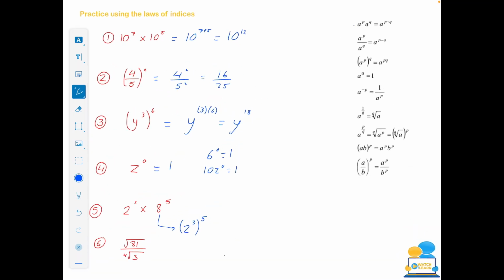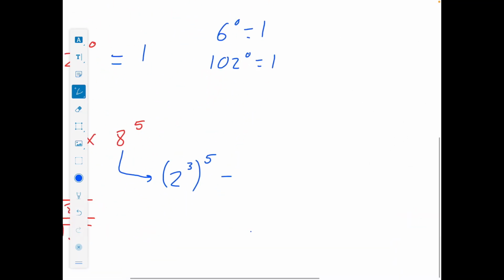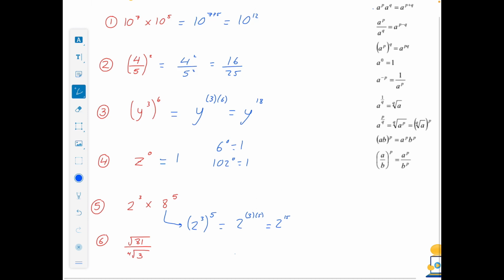I still need to keep this 5. So it'll be 2 to the power of 3, all to the power of 5. Then look up here, we're going to be using law 3 again. So we multiply our powers. So that'll be 2 to the power of 3 multiplied by 5, which would be 2 to the power of 15. Okay, now make sure that's not our answer.